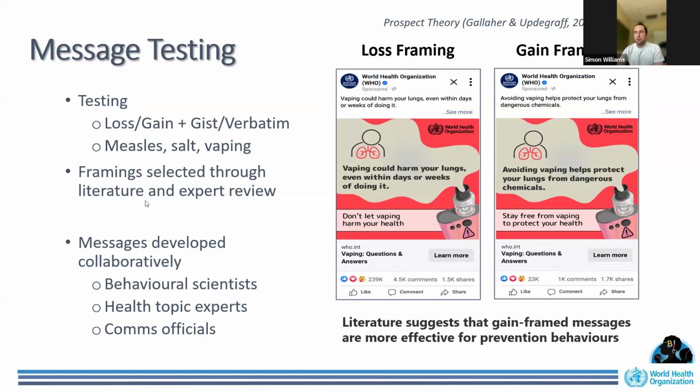Literature has demonstrated how the ways in which messages are framed, that is in terms of a loss or a gain, can have differential impacts on people's risk perceptions and behavioural intentions. Here, for example, on the right, you can see an example from our WHO vaping campaign, which uses two versions of the same message, one which utilises a gain frame, emphasising the health benefits of not vaping, and one which uses a loss frame, emphasising the health harms of engaging in vaping.